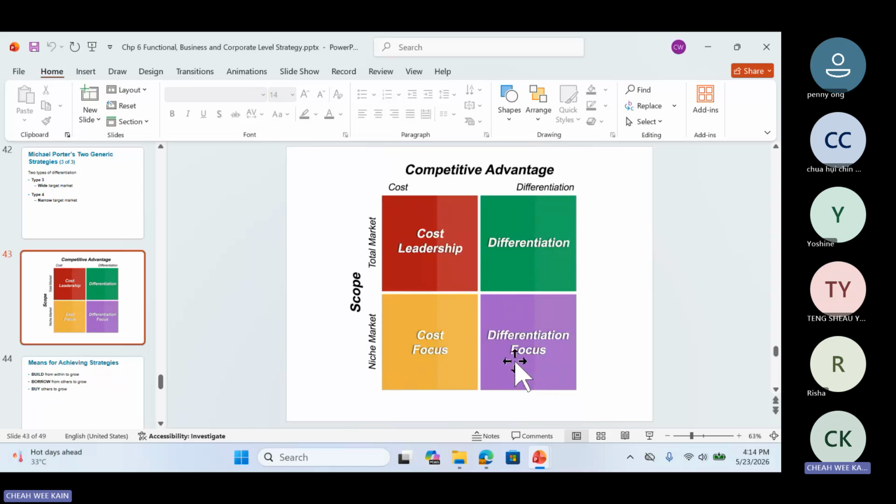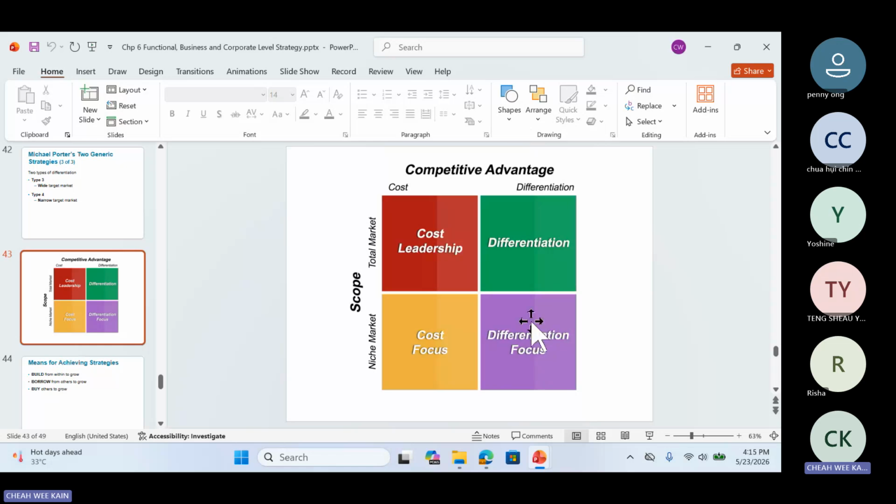So, for mineral water, you must be very niche. So maybe it comes with a superior glass instead of a plastic, right? Something like that. Okay, so that's called differentiation.